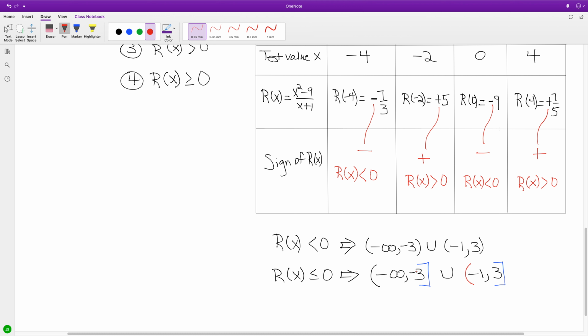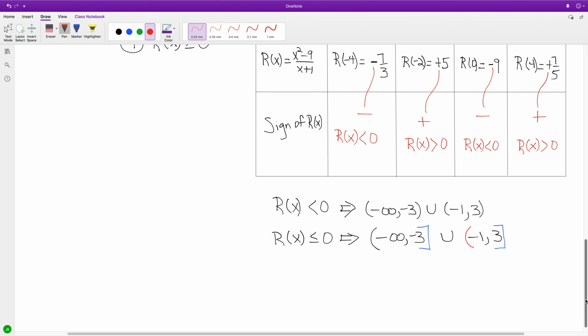So again, this is what your solution would be for x squared minus 9 over x plus 1 is less than or equal to 0. We can put brackets only around those zeros that are in the domain, but for those zeros not in the domain, we maintain the use of parentheses.